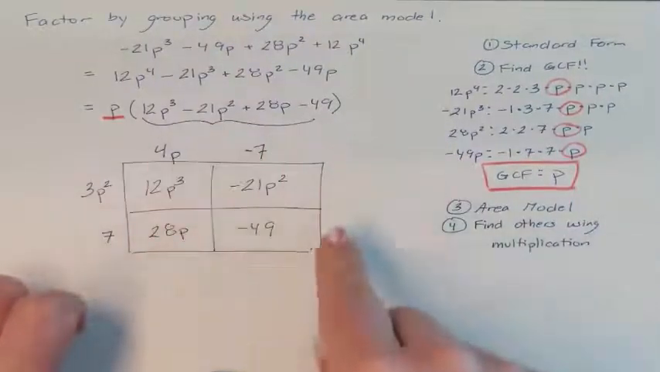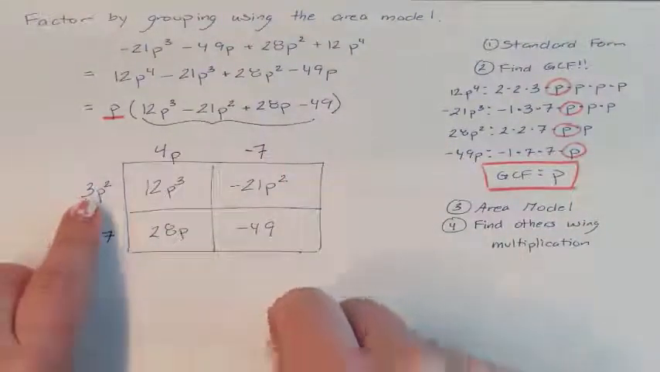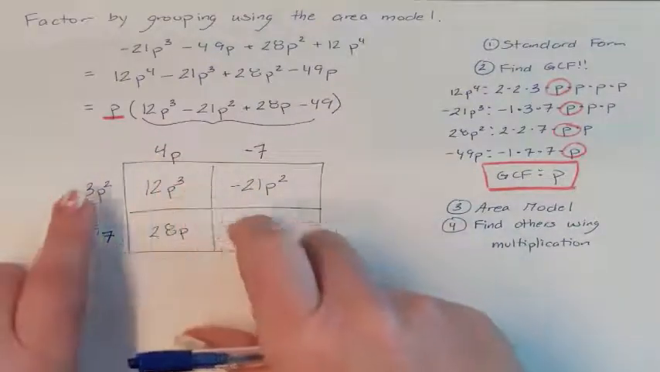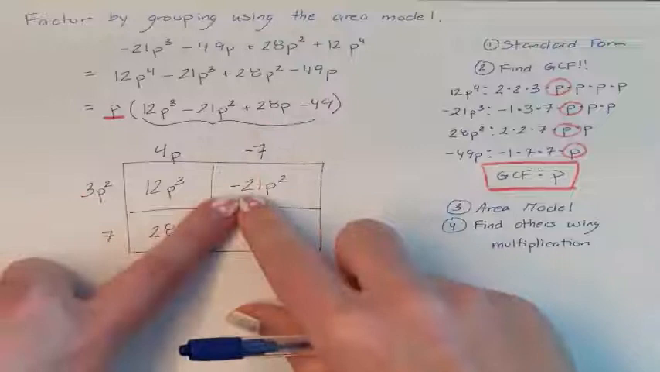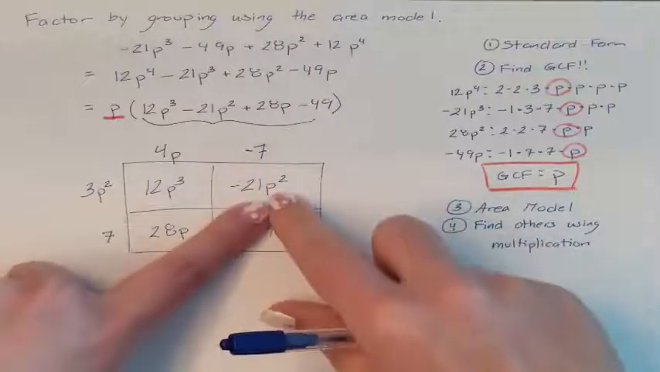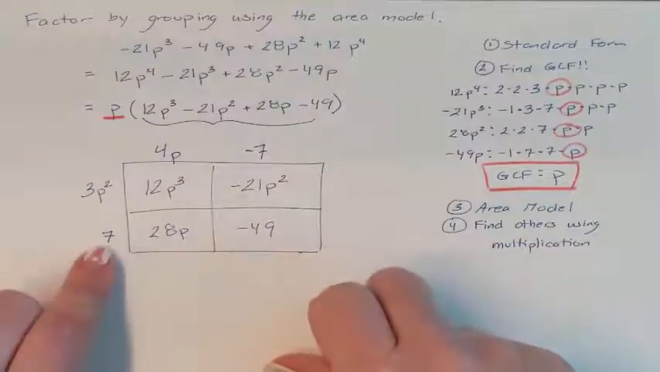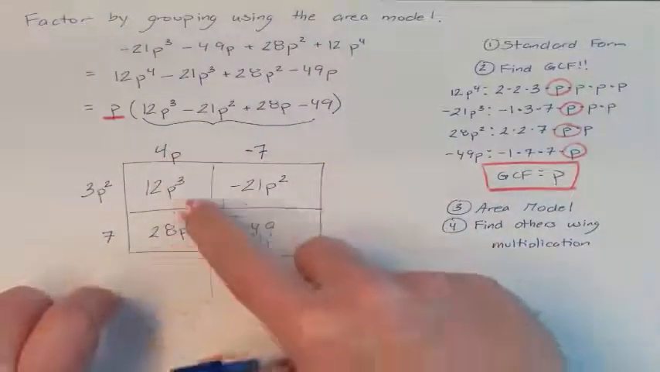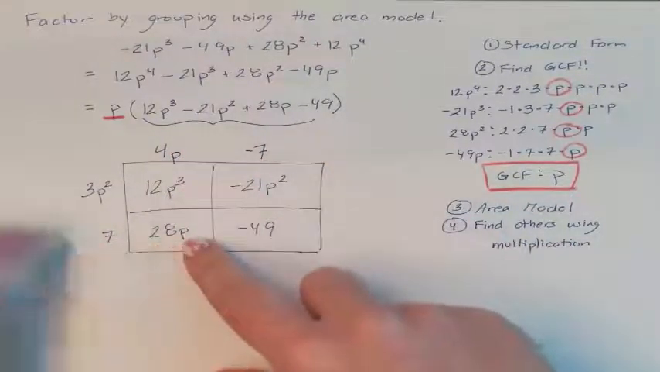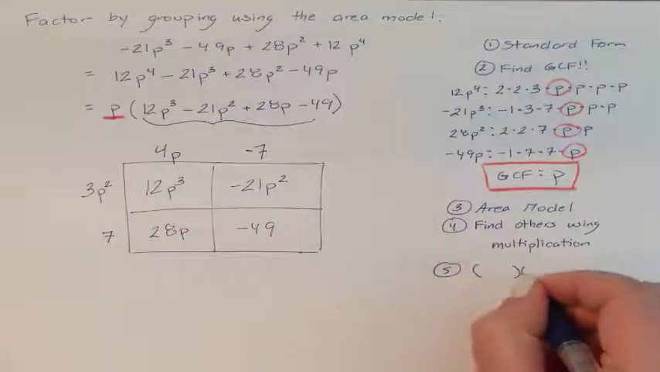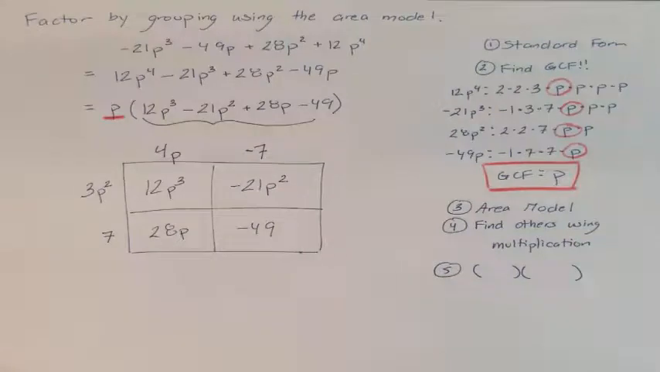Now just go back through and make sure that you actually did it all right. So 3 times 4 is 12. P squared times p is p to the third. 3 times negative 7 is a negative 21. And then you have your p squared. 7 times negative 7 is a negative 49. 7 times 4 is 28. P times no more p's is just a p. So this is correct. So my last and final step is for you to give me my final answers in terms of parentheses.